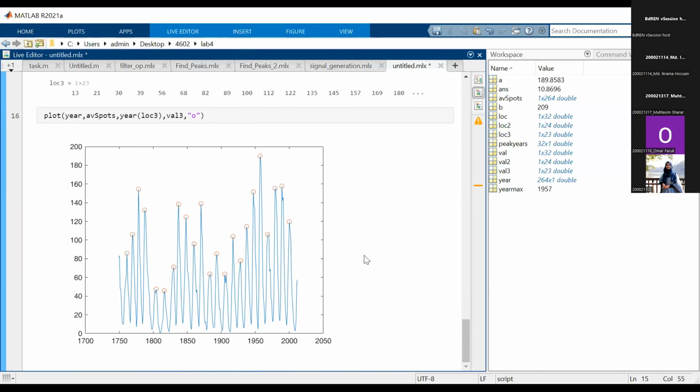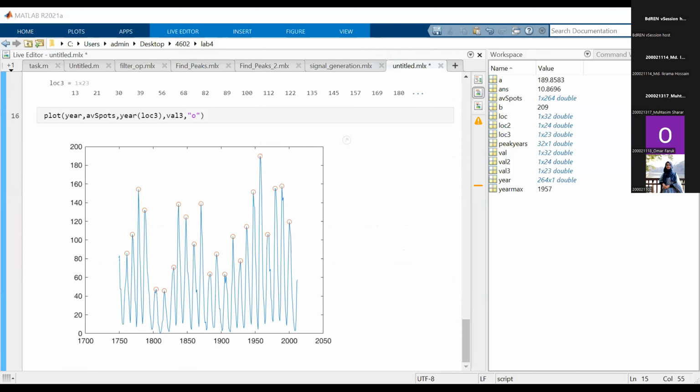Okay, zoom it. Full screen. Yeah, 10 is good enough. This is for 10, right? You can see all the peaks are there. There is no misidentified peaks, right?